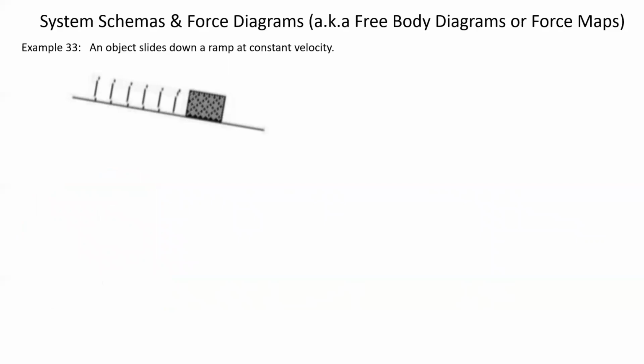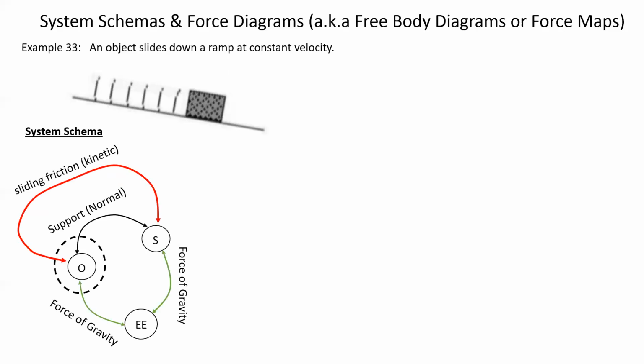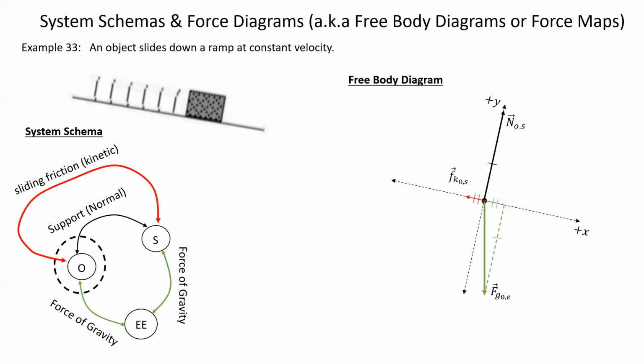An object slides down the ramp at constant velocity. If it's sliding down this ramp at constant velocity, something must be preventing it from accelerating. In this case, it must be kinetic friction since it's moving. So there's three forces acting on this object: the normal force, the gravitational force, and the kinetic friction force. Since it's moving at constant velocity, it must be balanced, it must be in equilibrium, the net force must be zero. The y component of the gravitational force exactly balances out the normal force, and the x component of the gravitational force exactly balances out the kinetic friction force. The net force is zero. It's in equilibrium.